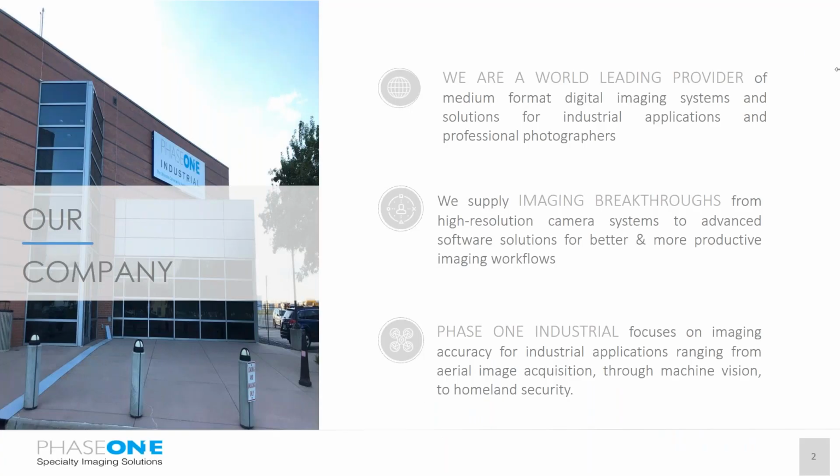So first, we'll just start on a brief introduction of Phase 1. Many of you will already know the information for this, but for some new customers or visitors to us, this is nice information to know. So Phase 1, we are a world-leading provider of medium format digital imaging systems and solutions. This is for industrial applications ranging from UAV imaging, from mapping to inspection, through to airborne manned imaging solutions, through to more recently machine vision and homeland security.